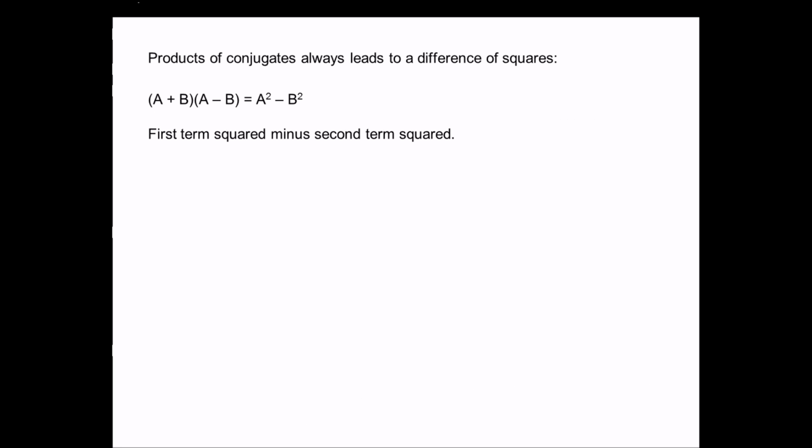So the products of conjugates will always lead to a difference of squares. So a plus b times a minus b is a squared minus b squared. So it's the first term squared minus the second term squared. Okay, remember, squaring with exponents means multiply the exponent by 2. For the coefficients, you actually do have to square the coefficients.